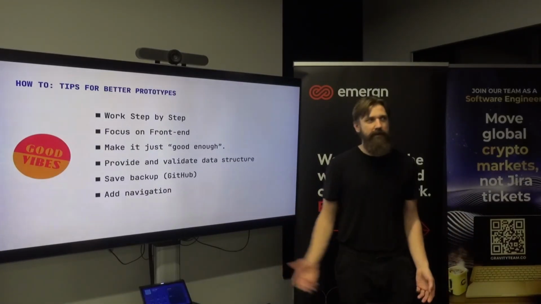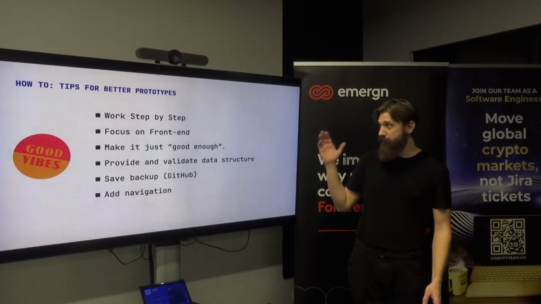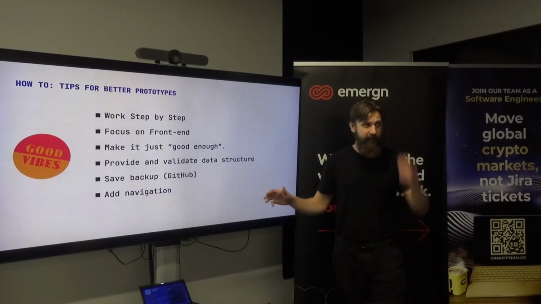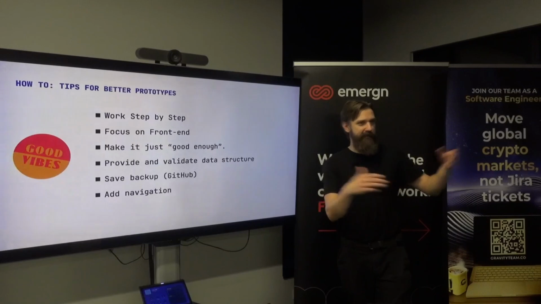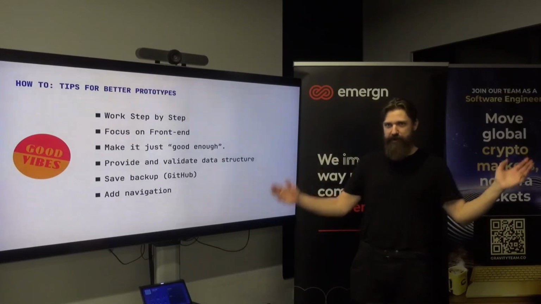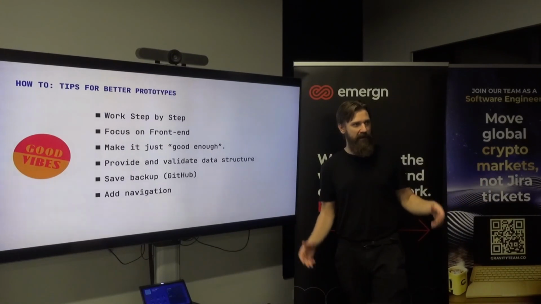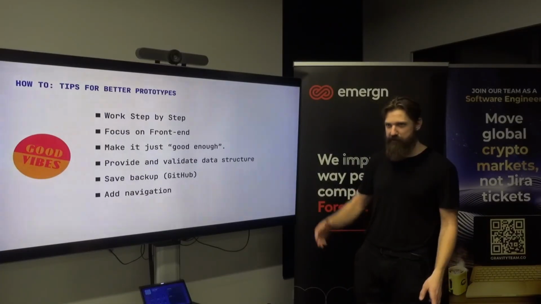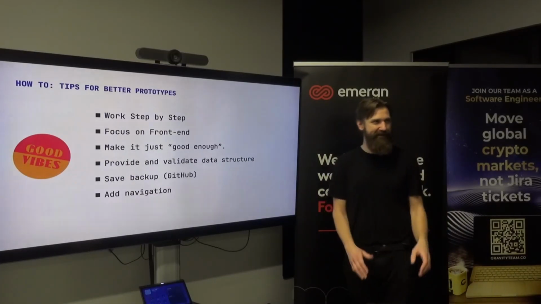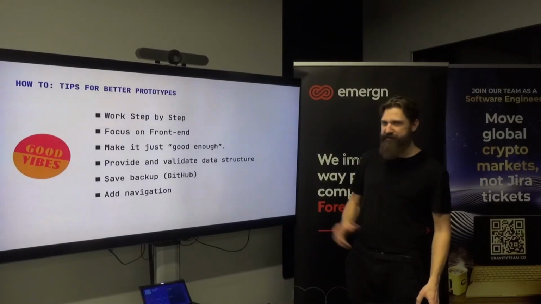tips on how to get better results with these prototypes. Basically, you try to go step by step. If you give it a very short, very ambiguous prompt, just create a calendar app, right? It will make a lot of assumptions, and then you will spend half a day cleaning out all of the things that you didn't actually want there. So try to do it step by step, slowly.